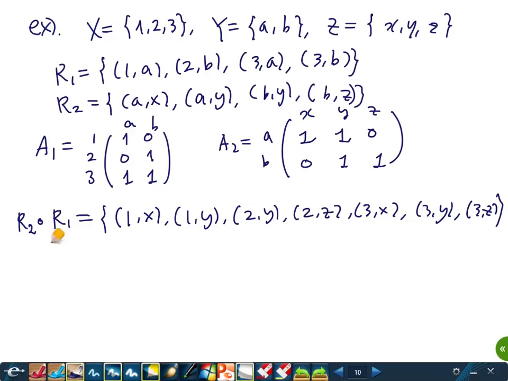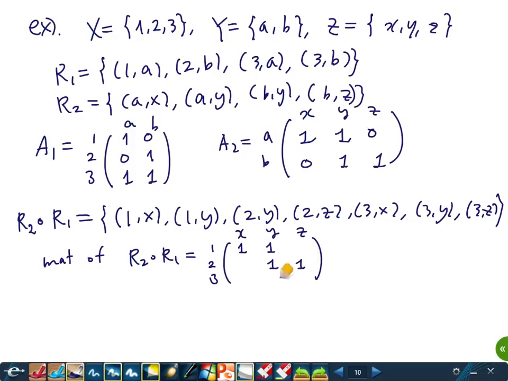So what is the matrix of this relation, R2 compose R1? It's a relation from x to z, so we have 1, 2, 3 for the labels of the rows, and x, y, z for the labels of the columns. So we have 1 comma x, so here is 1, 1 comma y, 2 comma y, 2 comma z, 3 comma x, y, z. So it's like that. A 0-1 matrix, of course. Now let's compute A1 times A2. What is A1 times A2?